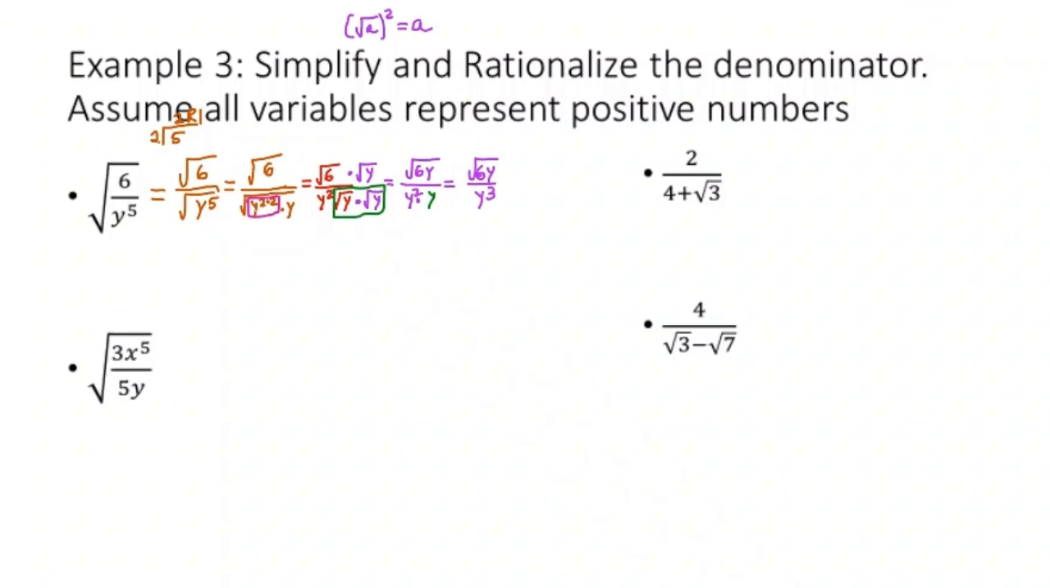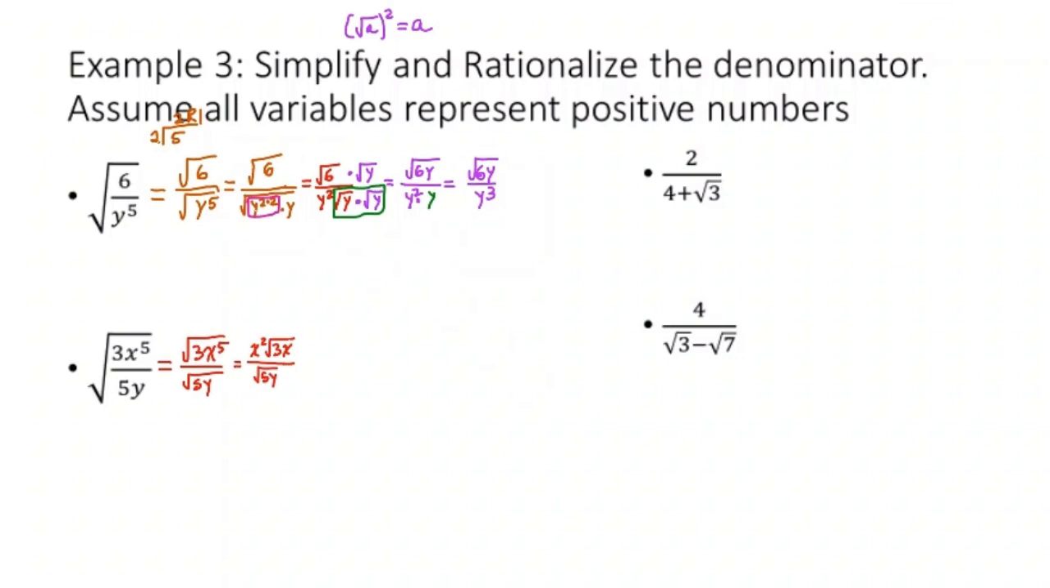In the next problem, we're going to simplify and rationalize the denominator of the square root of 3x to the fifth all over 5y. Similar to what we did in the previous problem, we're going to rewrite our expression as the square root of 3x to the fifth over square root of 5y. The x to the fifth we can simplify in the exact same way we did with the y to the fifth in the previous problem. The square root of 3x to the fifth would simplify to x squared times the square root of 3x. In our denominator, we cannot simplify any farther.